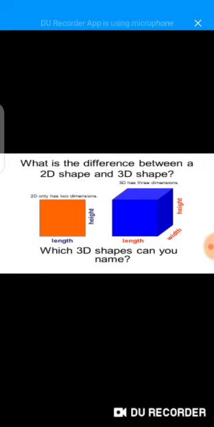What's the difference between a 2D shape and a 3D shape? A 2D shape, like I said before, is a two-dimensional shape. They have a length and a width. While 3D shapes are three-dimensional shapes, which have three dimensions: the length, the width, and the height, as you can see in the picture. 2D shapes are flat shapes. 3D shapes are not flat, but they are fat, and they are called solid shapes. 2D shapes are called plane shapes.